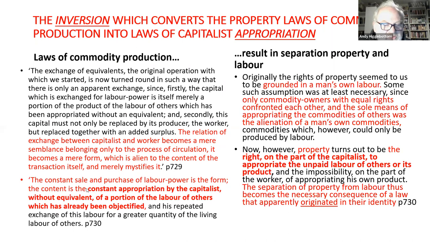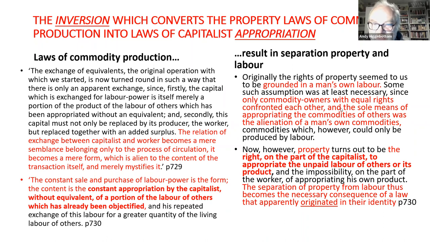He's talking about the constant appropriation by the capitalist without equivalent of a portion of the labor of others, which has already been objectified. So objectified in the commodity form, the commodity has been made, it's a social object. So the labor is no longer in a fluid state, it's in a social object which has its own sort of reality, if you like. But its reality is that it's owned by the capitalist, and the capitalist gets the money when they sell it. So what he's arguing here is that the simple property relation, where the producer owns the product of their labor, becomes inverted. It becomes something else from what we started off with.